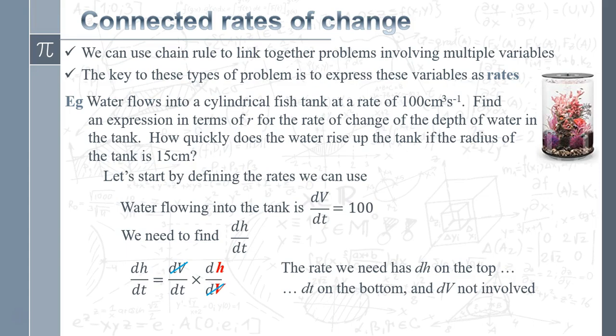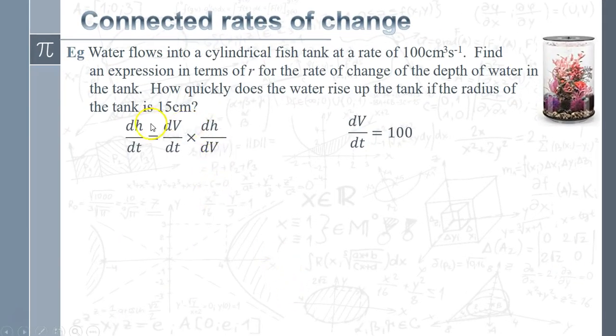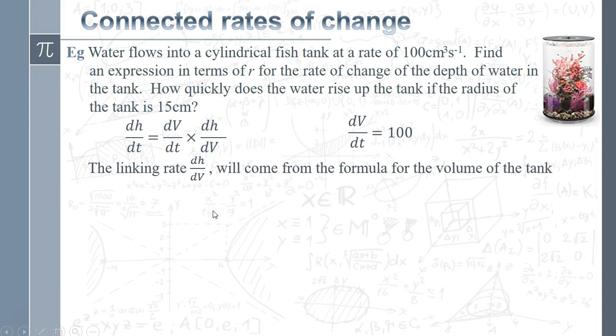So that's the idea. Let's keep on going and have a look at what we've got. There's our chain rule, here's our linking rate, and there's the rate that we know. What we're going to need is this dh/dV. That is going to come from the formula for the volume of the tank, V equals pi r squared h. If we differentiate V with respect to h, we're going to get dV/dh, and that's the thing that's going to allow us to link here.